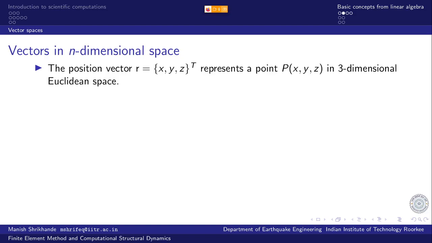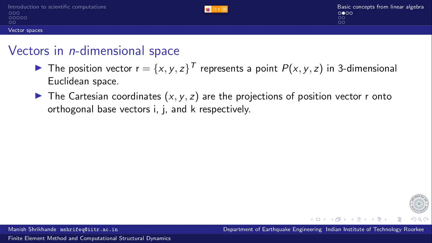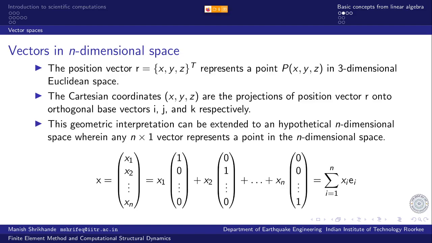So any position vector r represented by x, y, z, it essentially represents a point P denoted by the coordinates x, y, z in three-dimensional Euclidean space. And these Cartesian coordinates x, y, z are the projections of position vector r onto these individual orthogonal base vectors i, j and k respectively. That's what I explained a little while back.